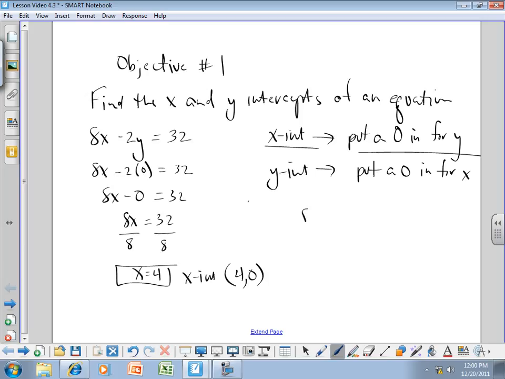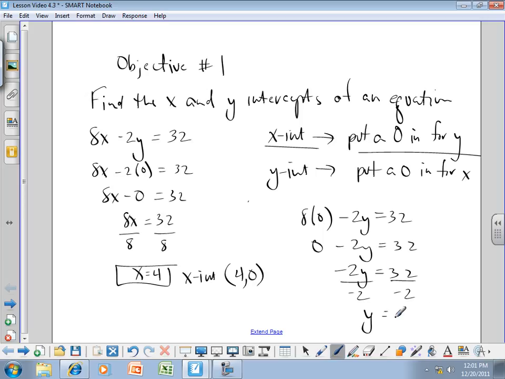That's right. So here's my x. What's 8 times 0? Well, that's 0. What's 0 minus 2y? Oh, that's minus 2y. What do I need to do to get y by itself? I need to divide by negative 2, don't I? And so I come out with y equals negative 16. That is the y-intercept. What would it be as an ordered pair? Well, you put a 0 in for x, and you got a negative 16 for y.